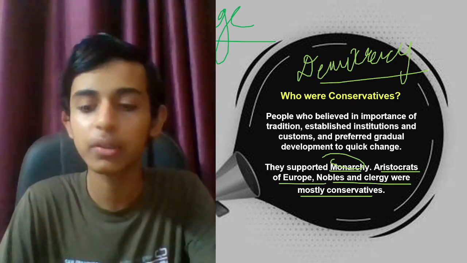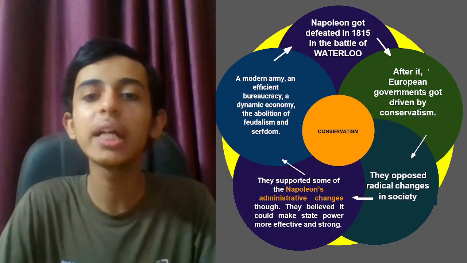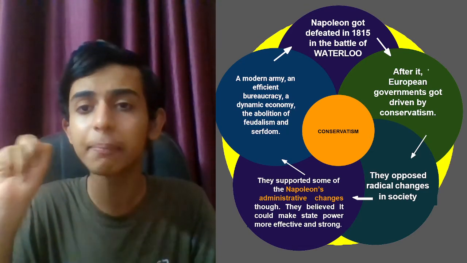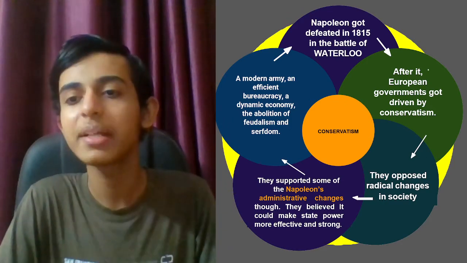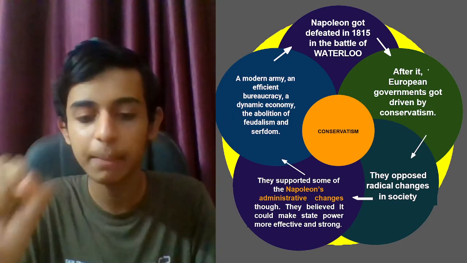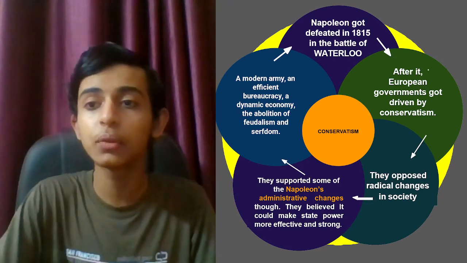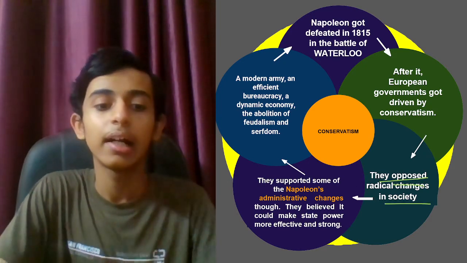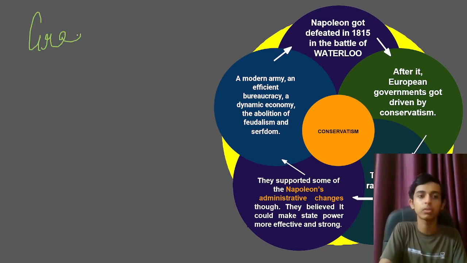Like in the French Revolution, you all must have read about it. Then the conservatism that we will be learning: Napoleon got defeated in 1815 in the Battle of Waterloo. We all know. After it, European governments got driven by conservatism. After Napoleon's defeat, conservatism came into action. And as you know, the conservatives opposed radical changes in society. You can say they believed in gradual change, not quick change.